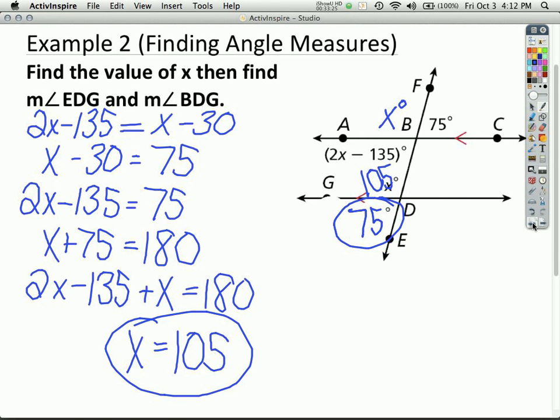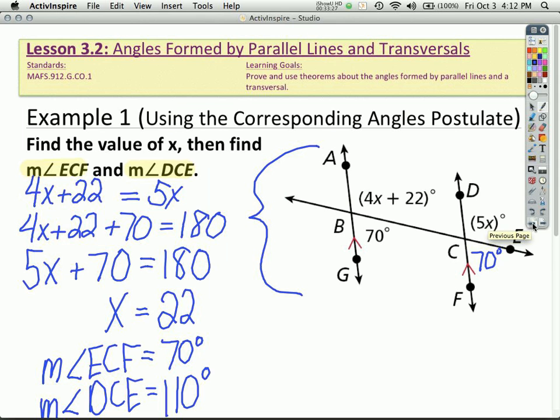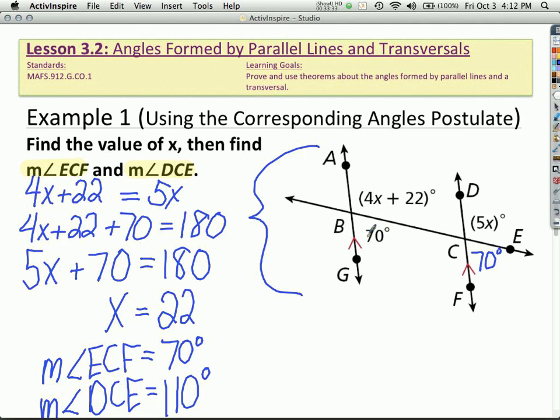Well, let's take a look back. Did it happen with this one? That's 70, so that's 70, so that's 70, so that's 70. That's 110, so that's 110, so that's 110, so that's 110.